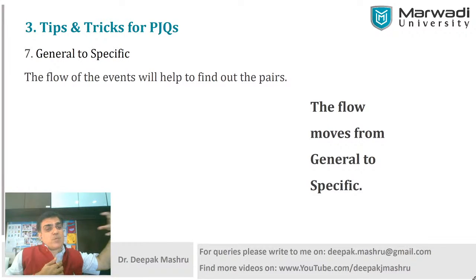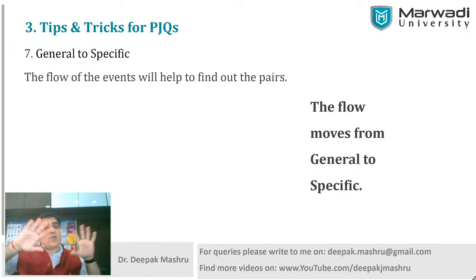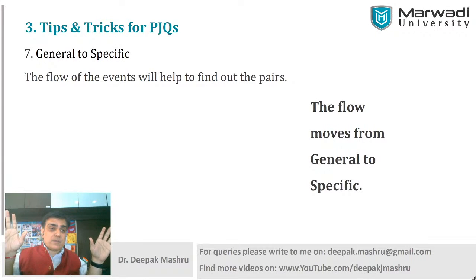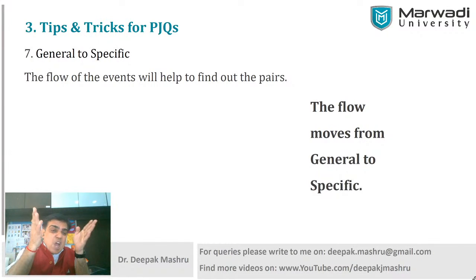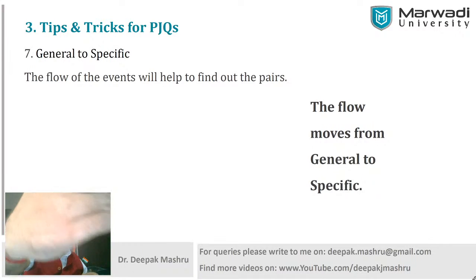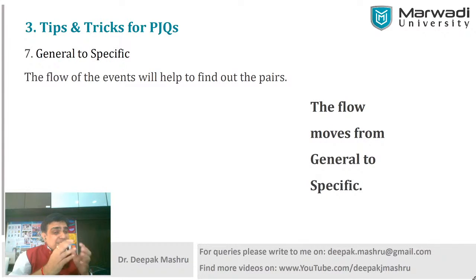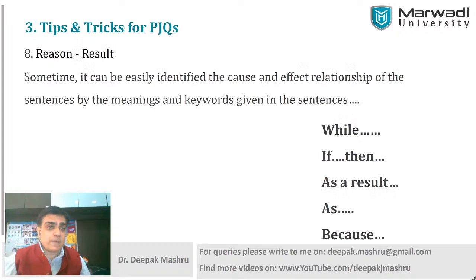So that means I talk about general to specific. In the starting I talked about verbal aptitude as a subject, and then we narrowed it down to one topic, and from that topic we reached one issue or one trick. That means we traveled from generic to specific. This is the way you need to search from the given options so far as paragraph jumble questions are concerned. Now, next one is reason and result.